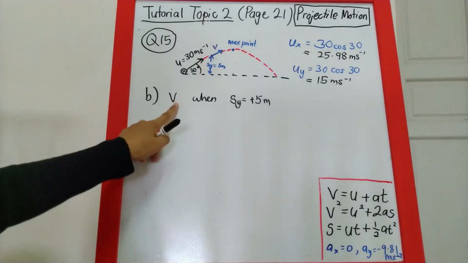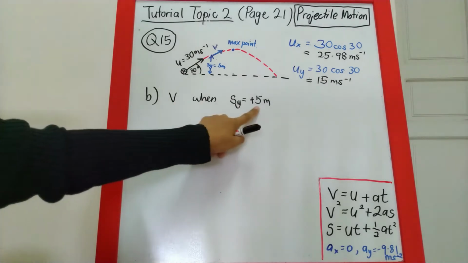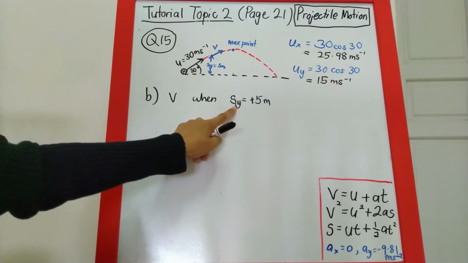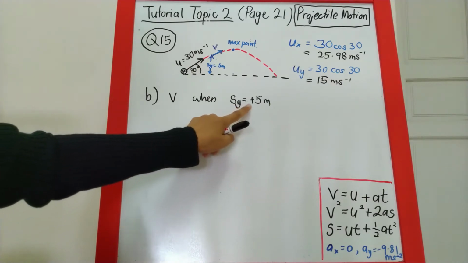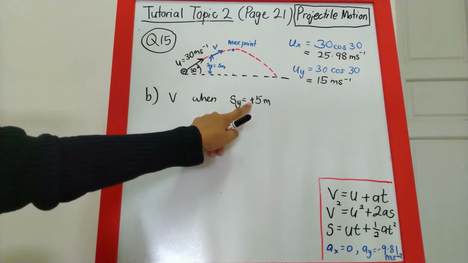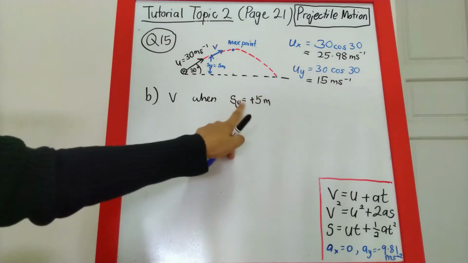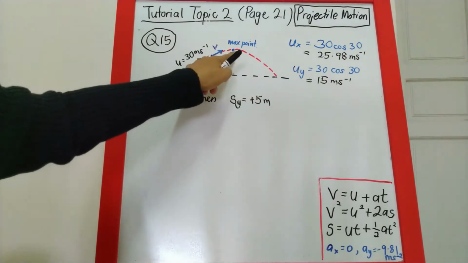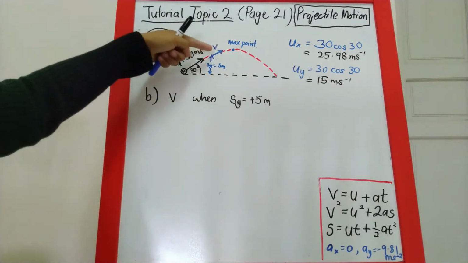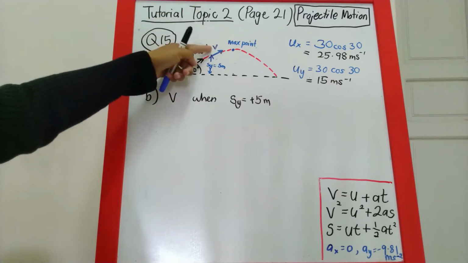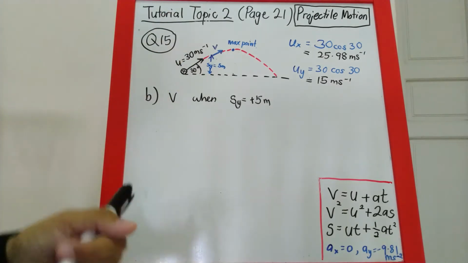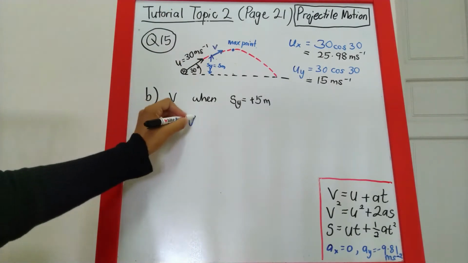Part B asks for the velocity when the height is 5 meters above the ground. So height is sy, above the ground, therefore it's above the initial point, positive, before it reaches maximum height. If I want to label this height, it should be somewhere before the maximum height. So that's the V that I'm looking for. V is not Vx or Vy, therefore we need to find V by using this equation.